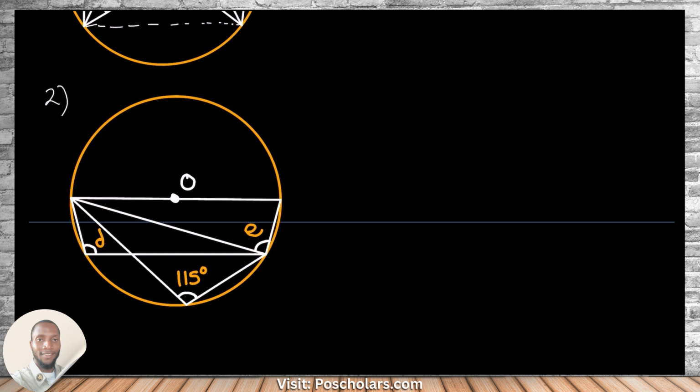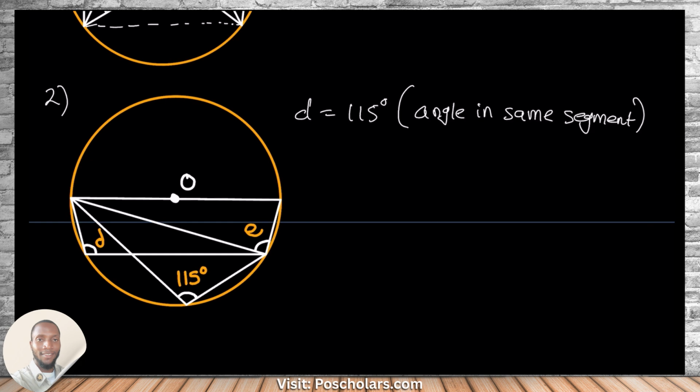Now let's check. This is 115 degree. Where is the chord that this angle 115 is sitting on? Look at it. It's also this chord. That means I can say angle D is equal to what? 115 degree safely. And what's the reason? Angle in same segment, right?